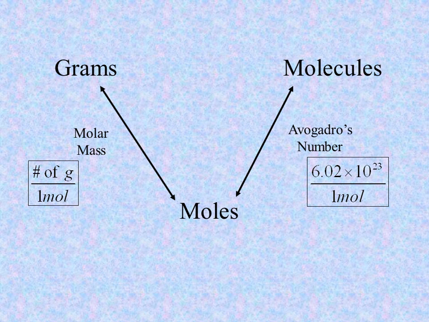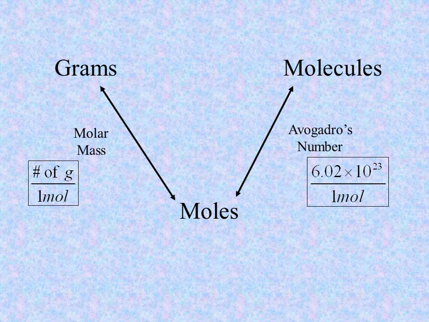If we are going to convert between the mass of a given substance and how many particles are in that given sample of substance, we need to use that intermediate unit of the mole, because we can relate mass to the number of moles and also the number of particles to the number of moles that are present. And so to be able to convert between these, we need to use a couple of conversion factors.